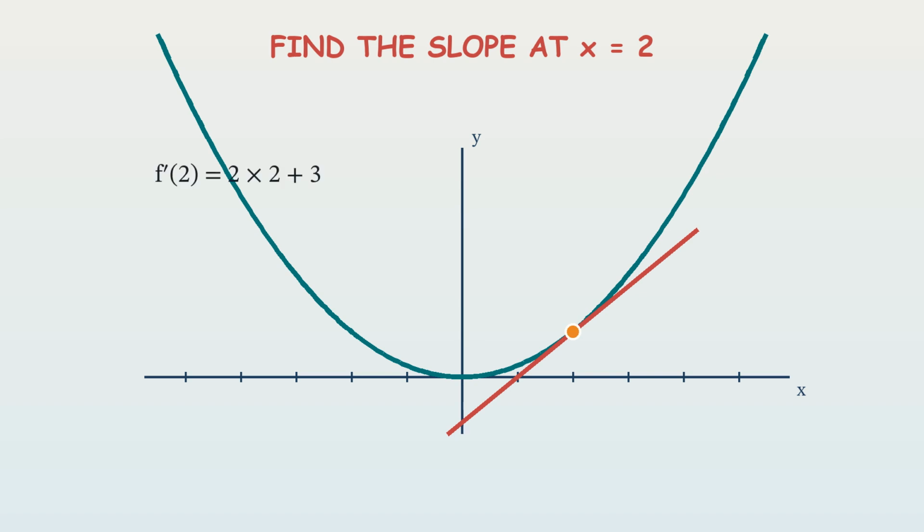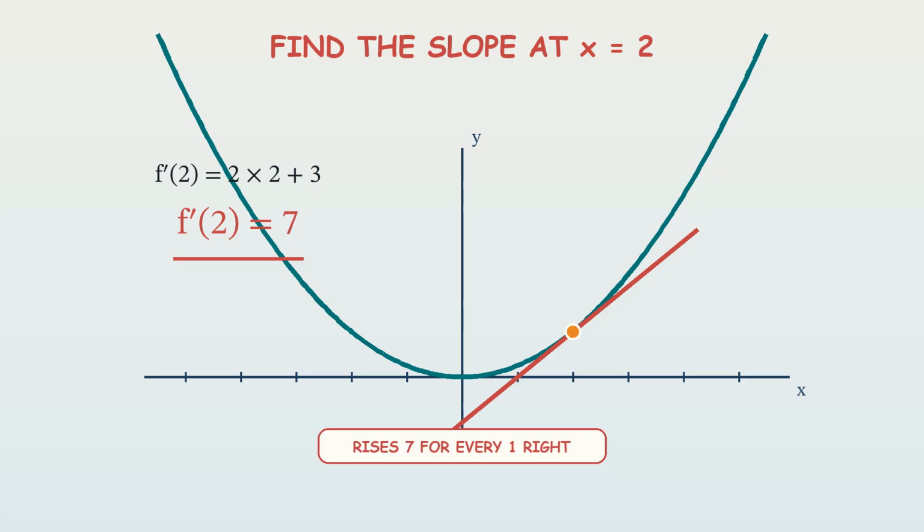Now find the derivative at x equals 2. 2 times 2 is 4. 4 plus 3 is 7. That means the slope at the point 2, 8, is 7. At that exact moment, the curve rises 7 units for every 1 unit it moves to the right. On the graph, we can draw a tangent line through the point 2, 8. That line touches the curve and points upward with a slope of 7.